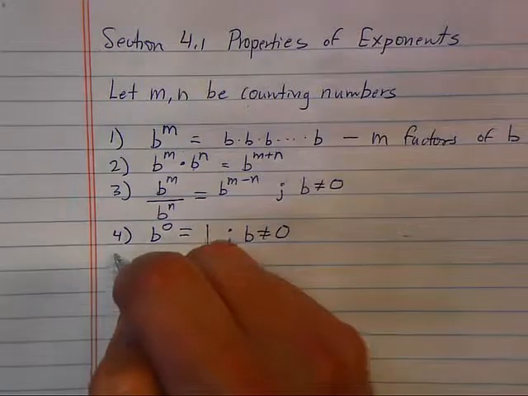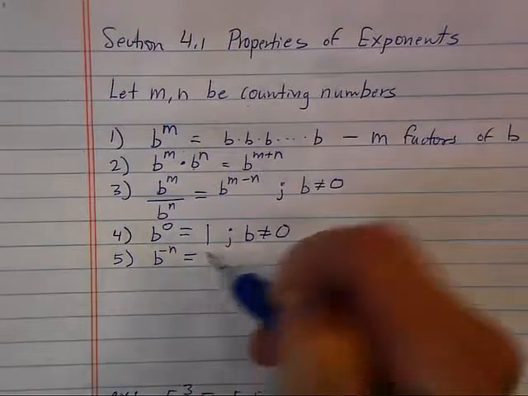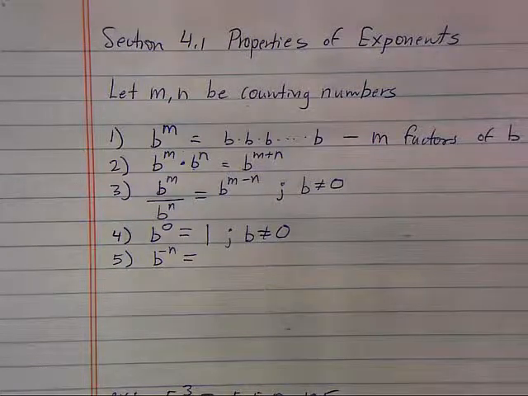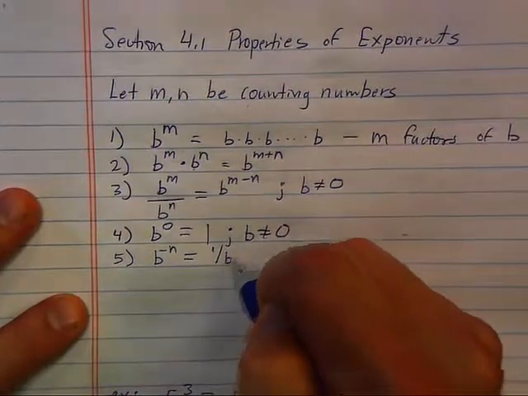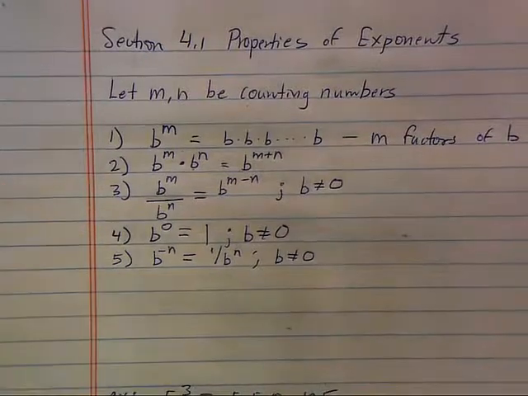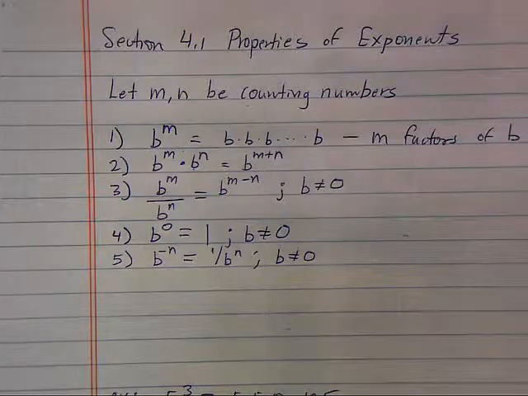And then rule number 5, if I give you B and I put a negative power on it, what's the negative power going to do to B? It's going to drop it down to the bottom. It's going to make it a fraction. And again, I have the same rule there. B cannot be 0. How come B cannot be 0? It would be undefined. I still cannot have 0 down on the bottom.